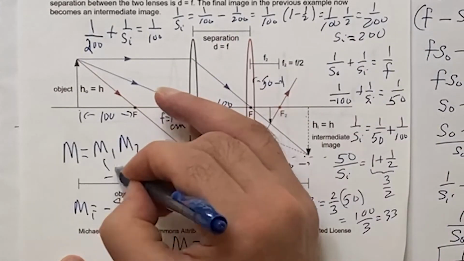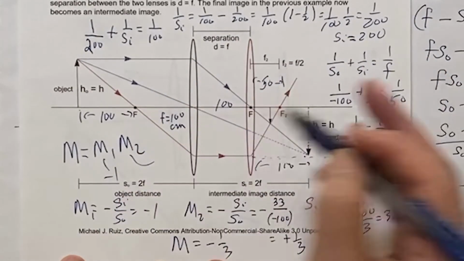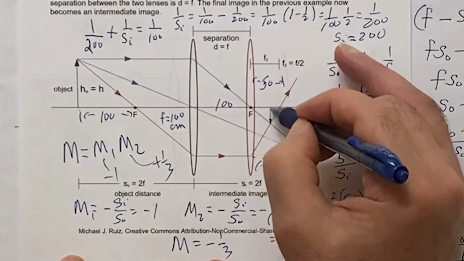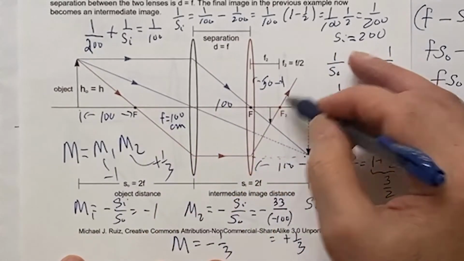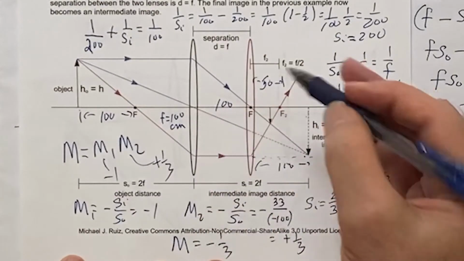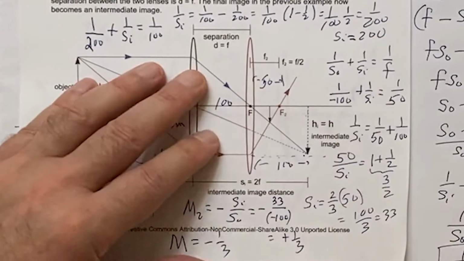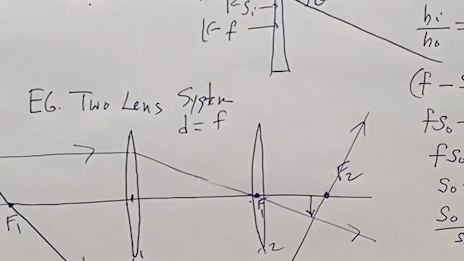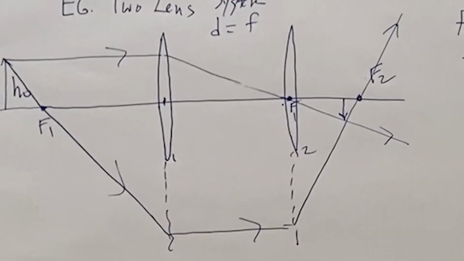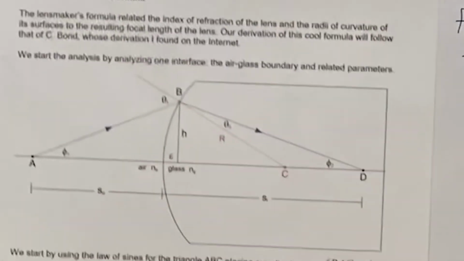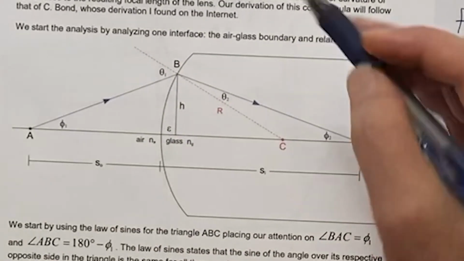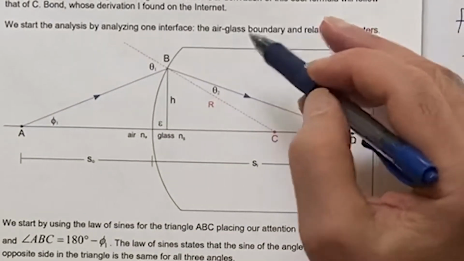The first one had a -1, and the second one here had a plus 1/3 because it didn't flip. It's the same orientation. And then when you multiply them both together, you get the -1/3. Beautiful result. Well, we should do one more thing. And this last thing that we're going to do is the lens maker's formula. And we're going to look at the book here because we need a diagram that's fairly carefully drawn.